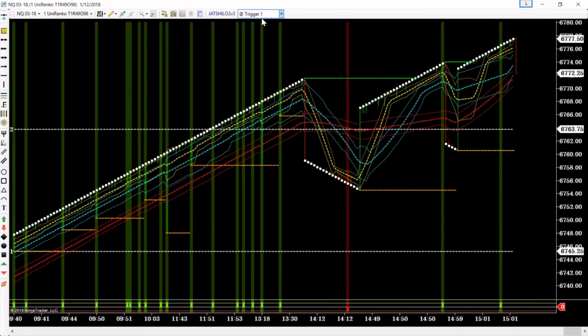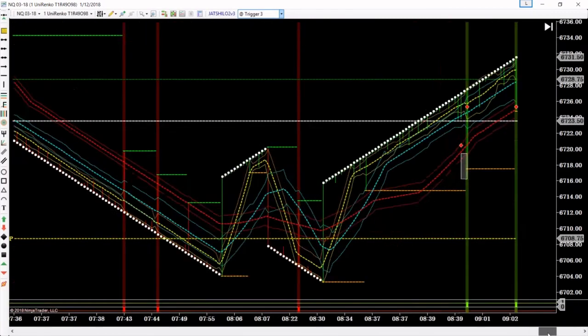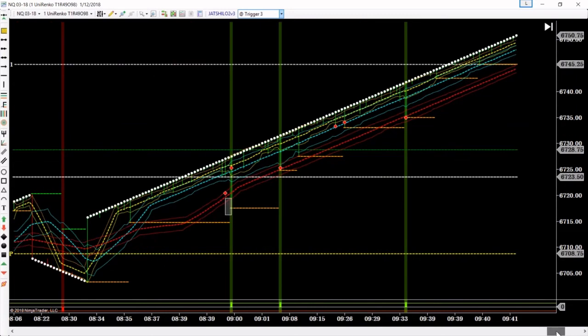NASDAQ likes these longer triggers. And here we were. And you can see excellent spots to get long for minimizing your risk. I take my risk from this bottom band, 10 cents below it, and I maximize my reward substantially on these trades on this bottom band.